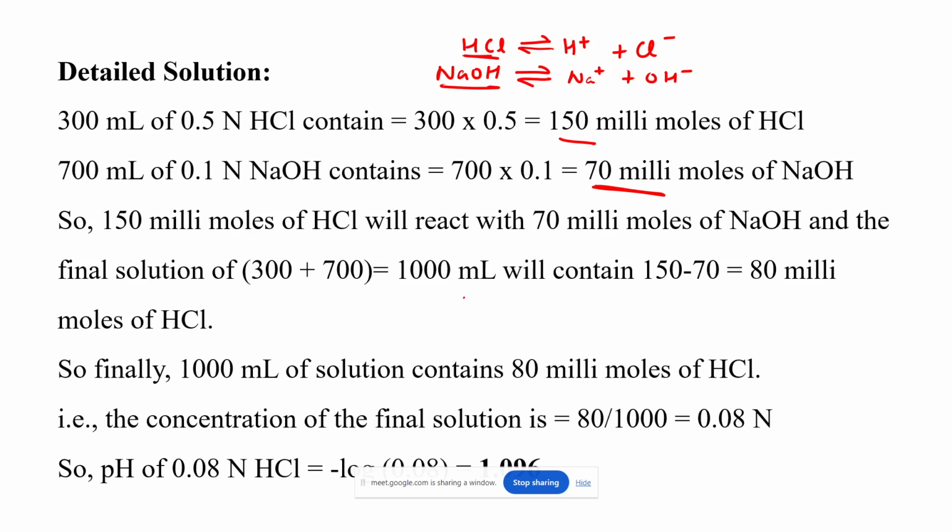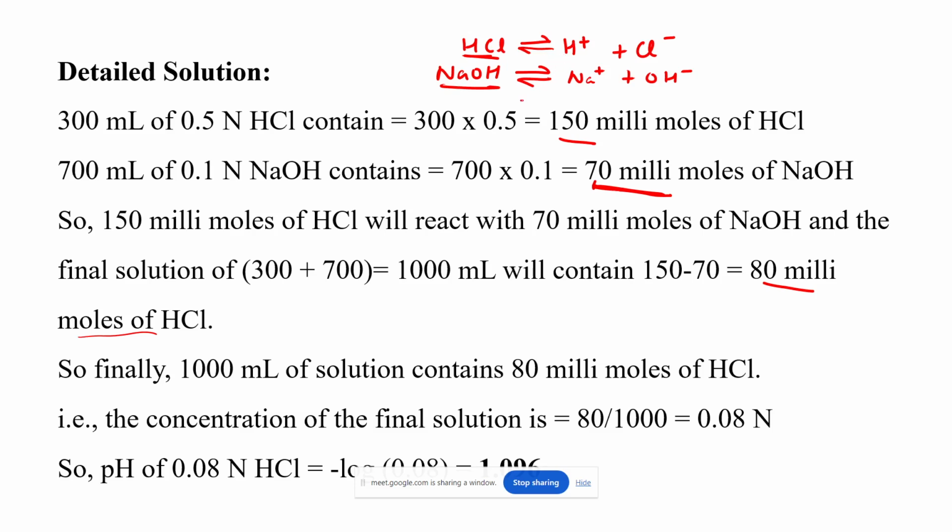Do you understand? So here we have the base as the limiting reagent. So NaOH is limiting. So that means 70 millimoles of NaOH will react with 70 millimoles of HCl. That will mean that 80 millimoles of HCl will be remaining in the solution. So whatever the pH we will get, since NaOH will neutralize HCl, there won't be any change in pH.